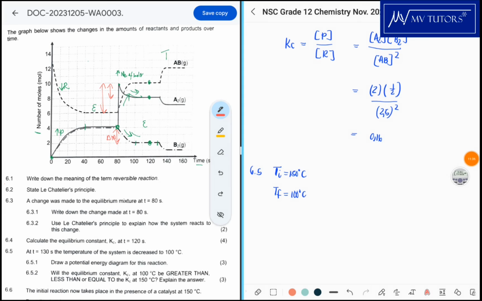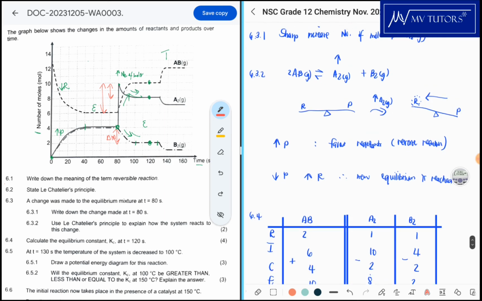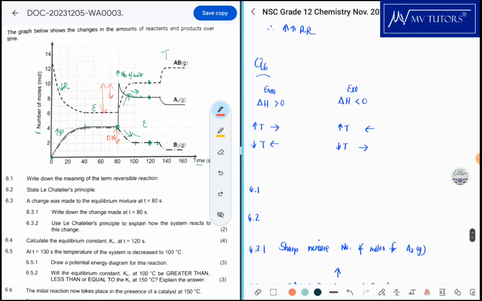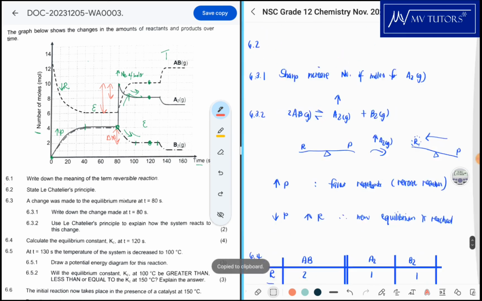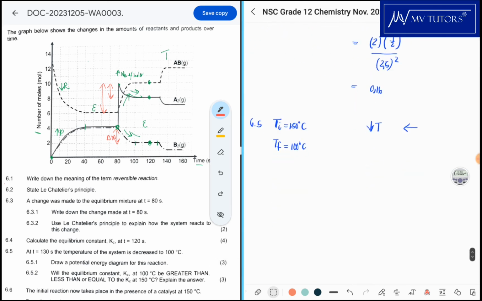So then what can we say about this decrease in temperature? Because we see that when the temperature was decreased, the reverse reaction was favored, okay? Whereas the forward reaction was not favored. Now remember those conditions that I said before. Let's just copy it and see what is actually applicable here. And we can then take it with us, and we can decide whether the forward reaction is exothermic or endothermic.